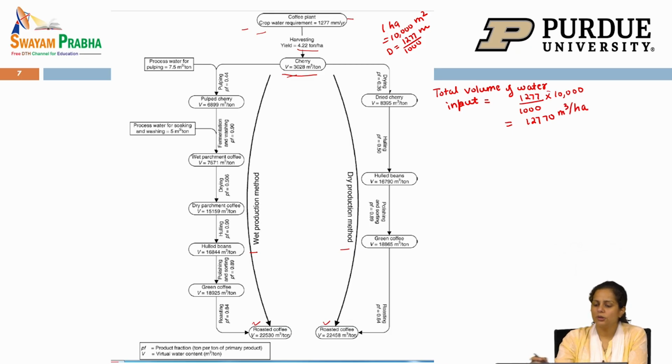Now that you know the total volume input and you know the yield of the product, so we have 4.2210 per hectare. So, the yield of the cherry is given to be 4.2210 per hectare.